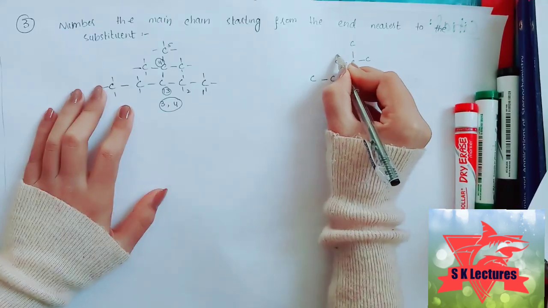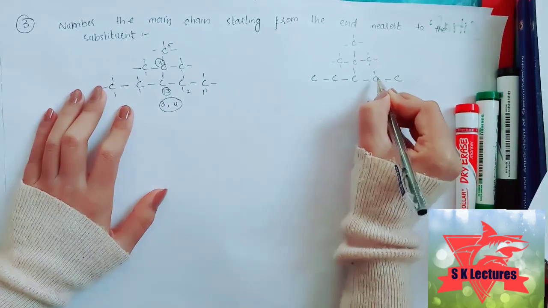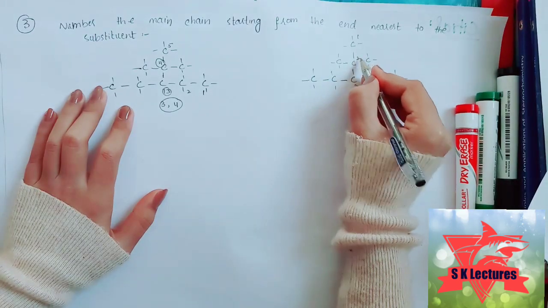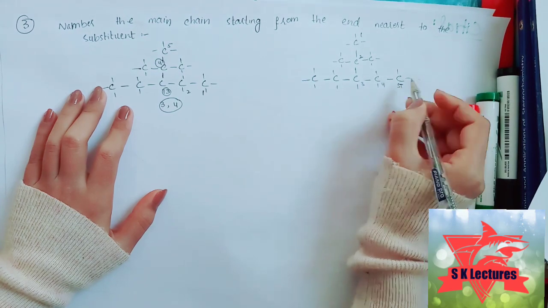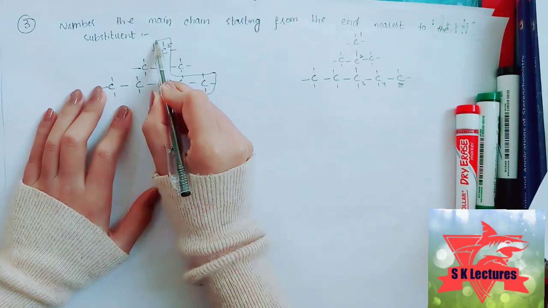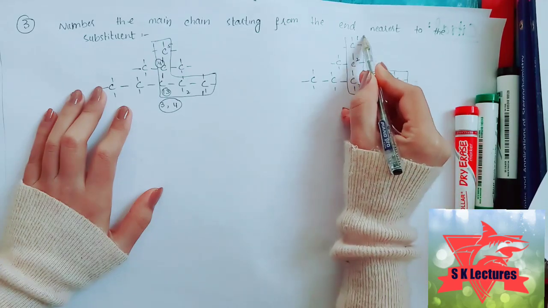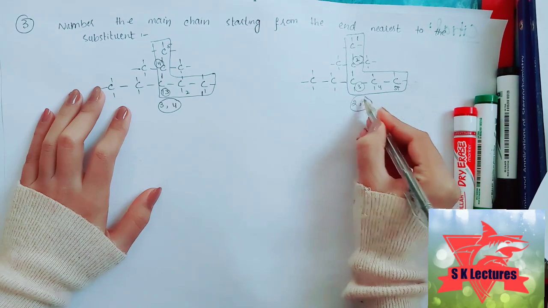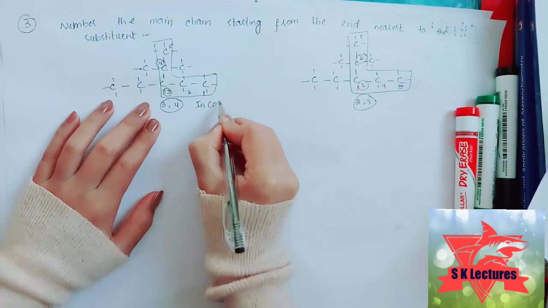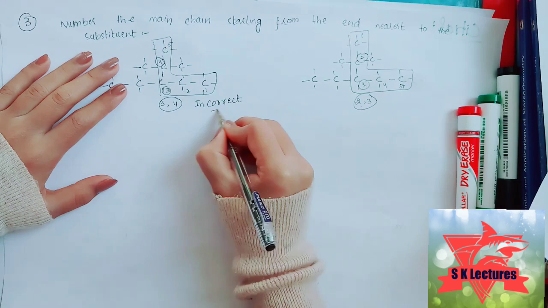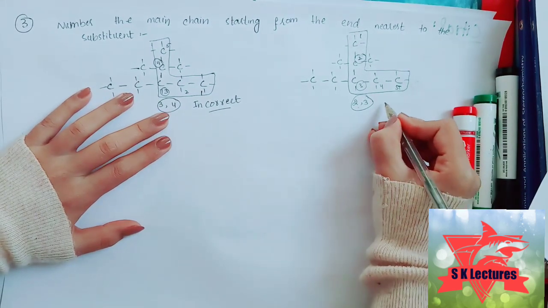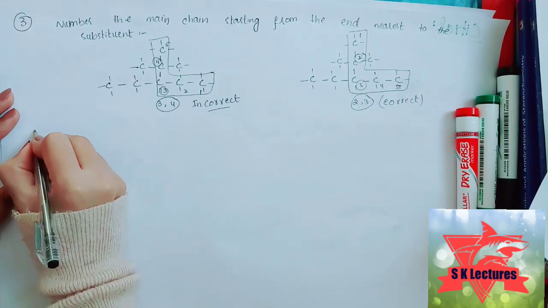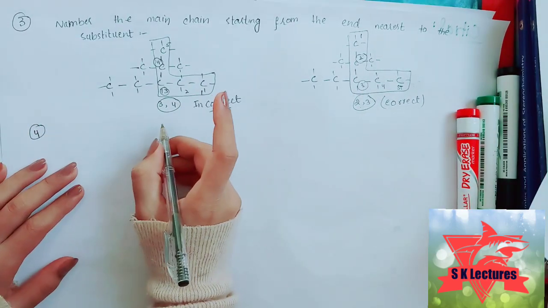Now in the second case, if we number the chain starting from the other end, 1 2 3 4 and 5, the substituents are present on 2 and 3 positions of carbon. Now you will see that 2 and 3, we will number the chain in such a way that the substituents will get the nearest or closest number. So 2 and 3 will be the correct numbering, and 3 and 4 will be incorrect.